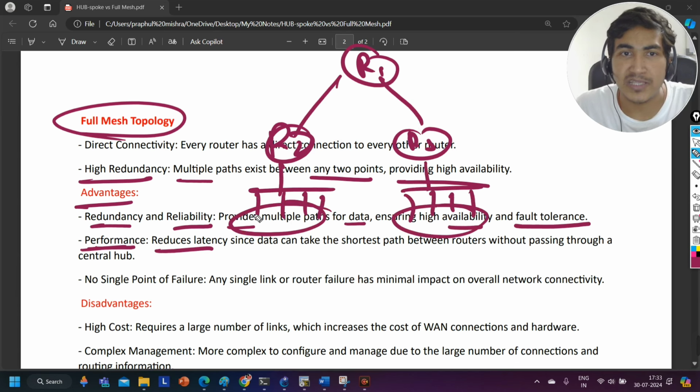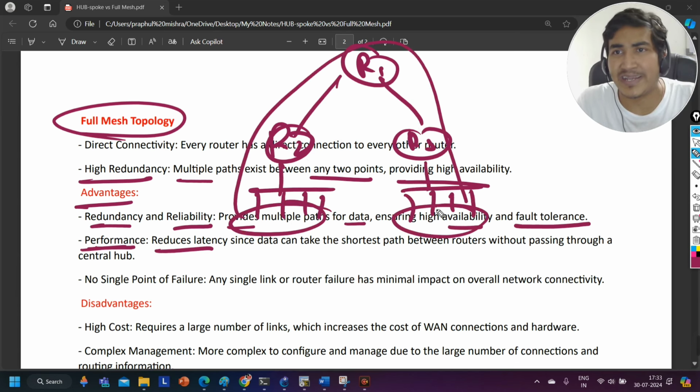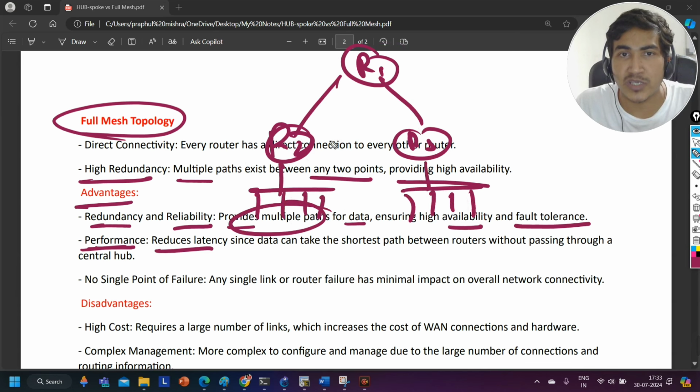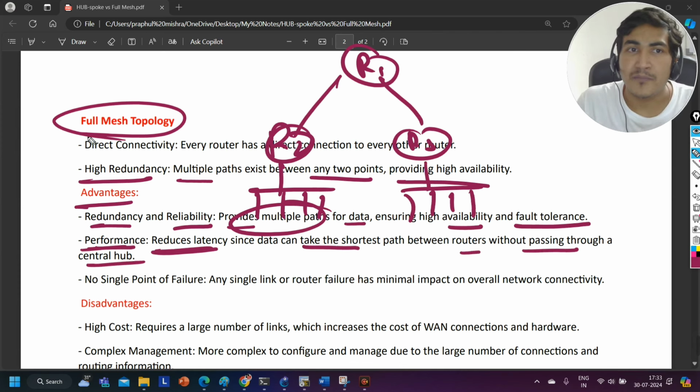If this user communicates with this user via router number 1, then definitely there will be some latency, right? As compared to if this user communicates with this user by using this path, then definitely we will have less latency. So that's why in full mesh topology, performance is high and latency is reduced, since data can take the shortest path between routers without passing through a central hub. So in full mesh topology, a router can forward traffic through the shortest path, right? But in hub and spoke topology, you have to forward data from the central hub always, right?